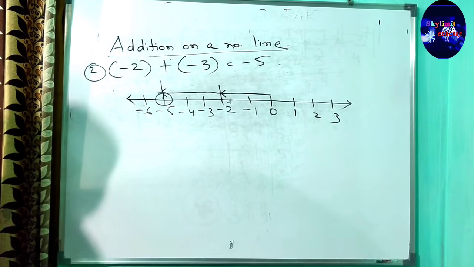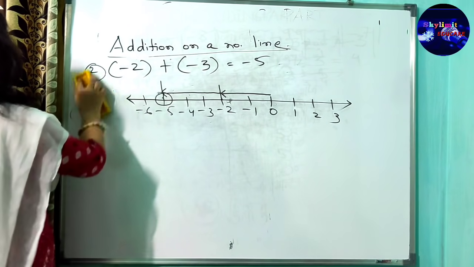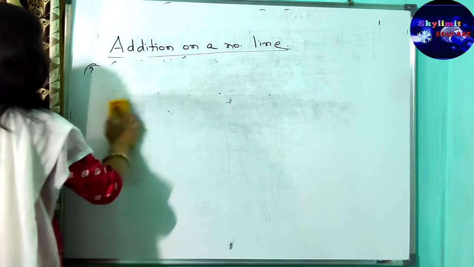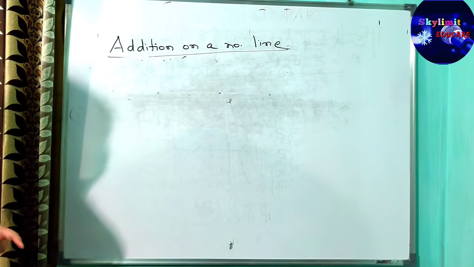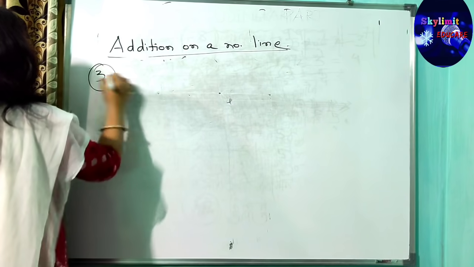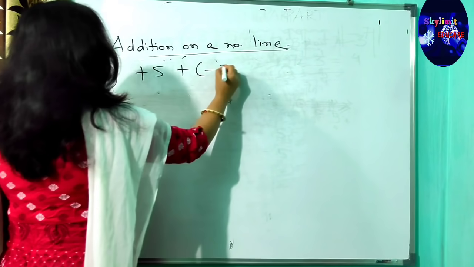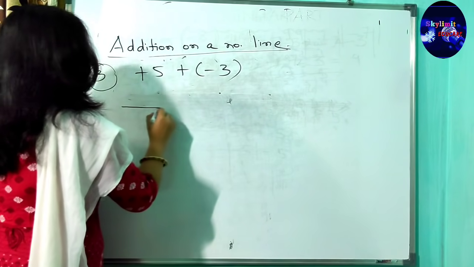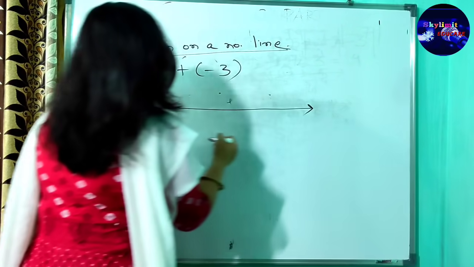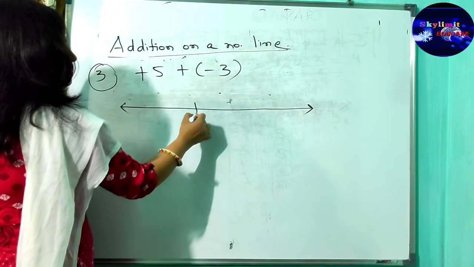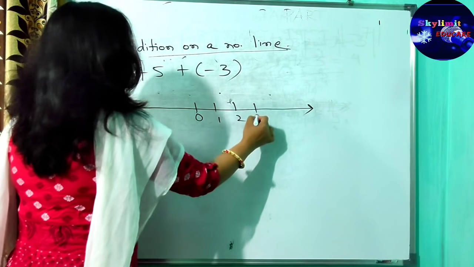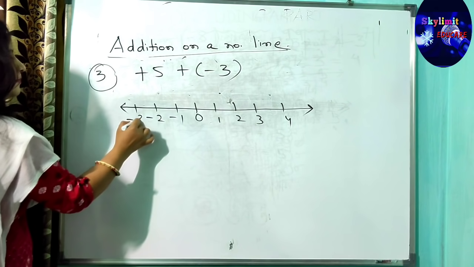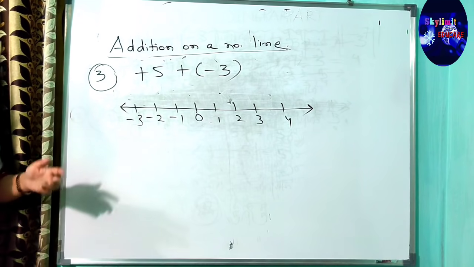Now the third question. +5 plus -3. Right? Let's draw the number line. 0, 1, 2, 3, 4, minus 1, minus 2, minus 3. Okay.